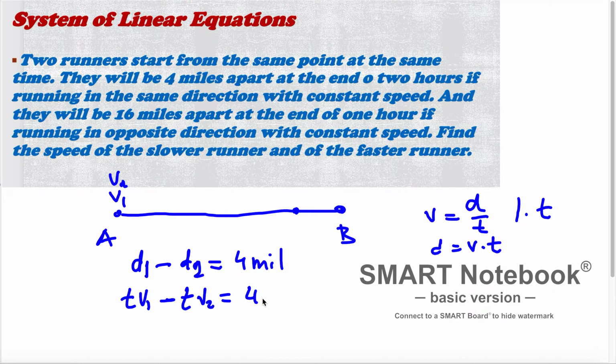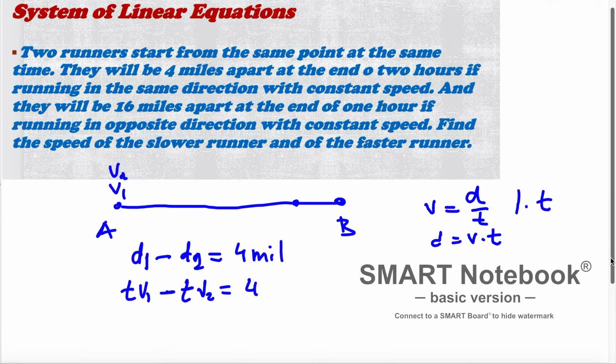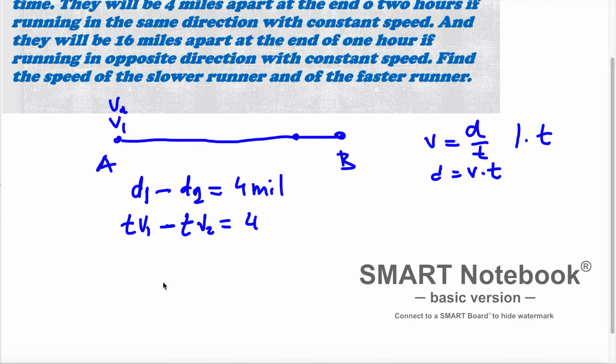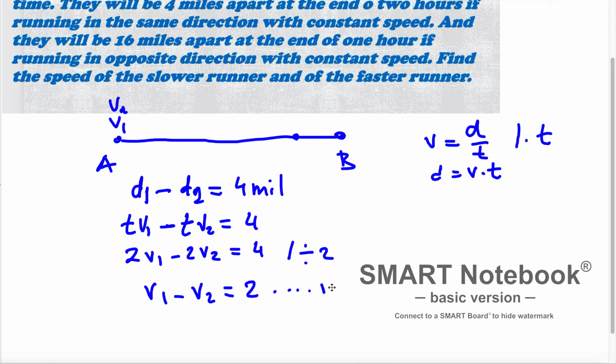Let me write the 4 without units right now for the convenience of the computation. But the t here is 2 hours. So v1 minus 2 v2 is equal to 4. If we divide the whole equation by 2, we get v1 minus v2 is equal to 2. So let's say this is equation 1.